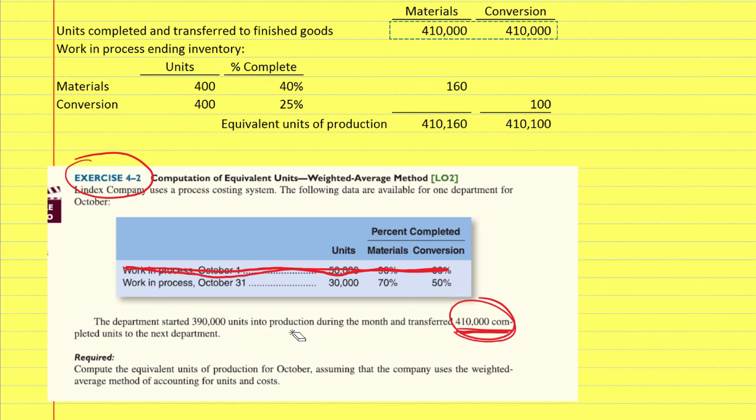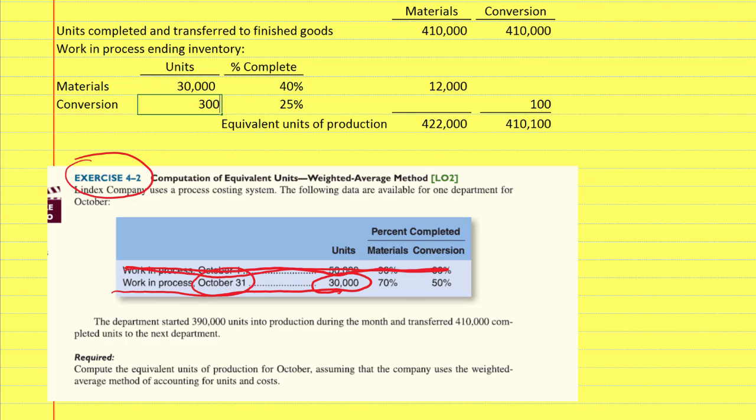Let's get rid of all the clutter. And now let's take a look at ending inventory. Work in process October 31st. There are 30,000 units in ending inventory. And let's drop that number in right up there. 30,000 units in ending inventory, both for materials and conversion.